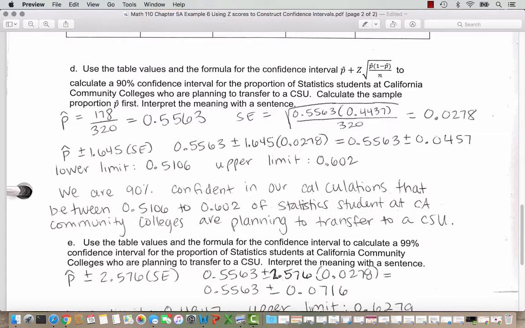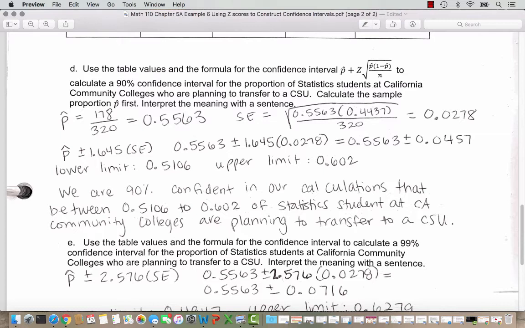Our standard error follows the same formula as the standard deviation for proportions, except we're using p hat here. So 0.5563 is here for our sample proportion p hat, and then 1 minus that 0.5563 is 0.4437. So we're going to multiply those and divide by 320, our sample size, and then finish up our calculation with the square root. So I did that on my calculator.